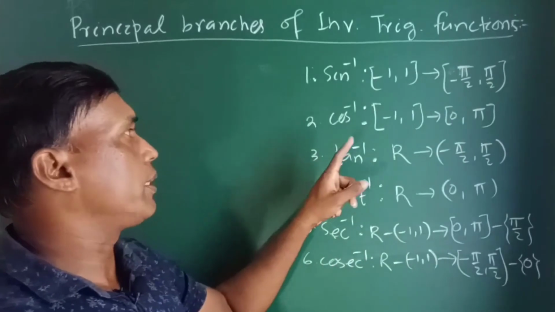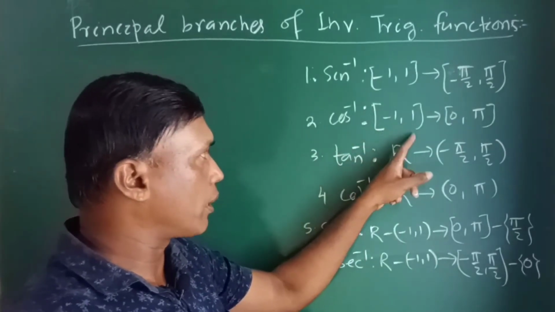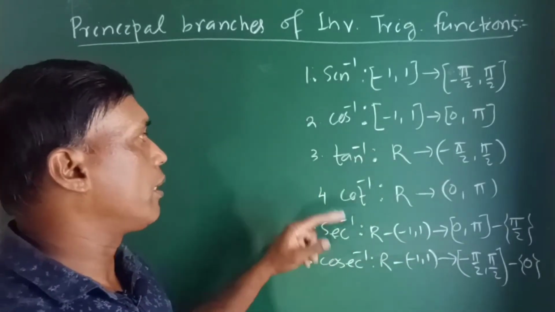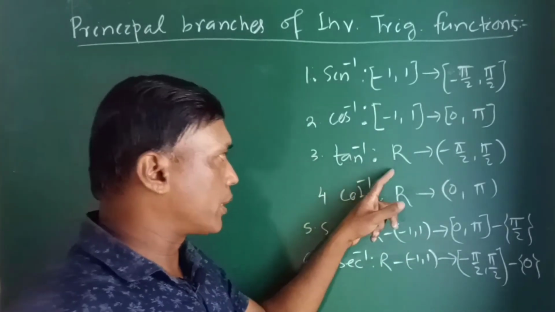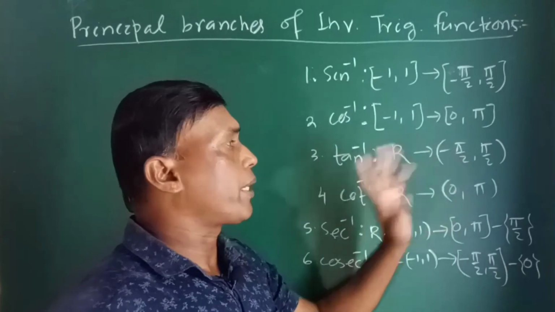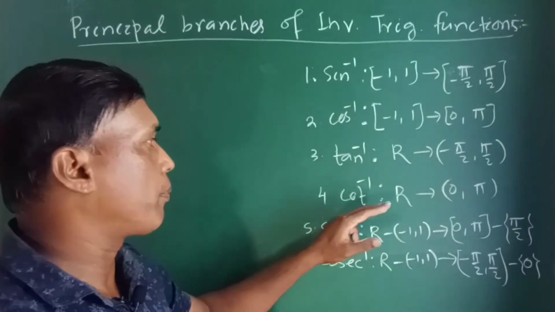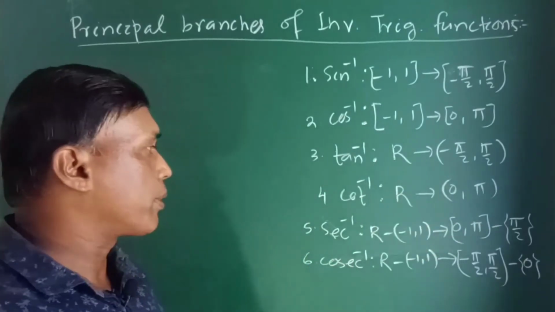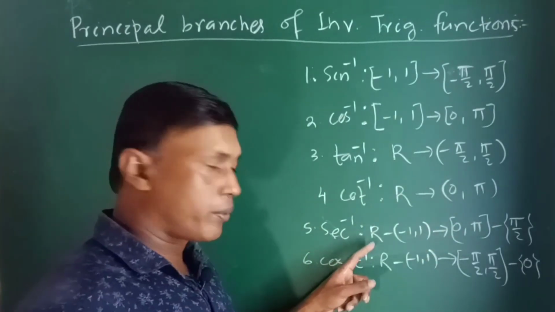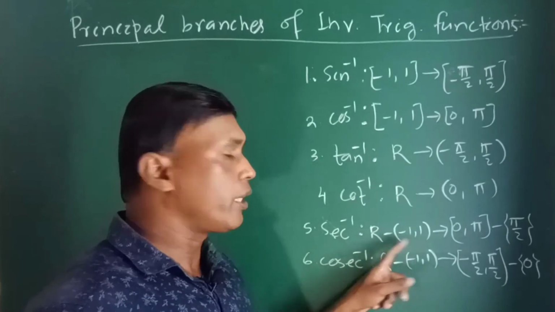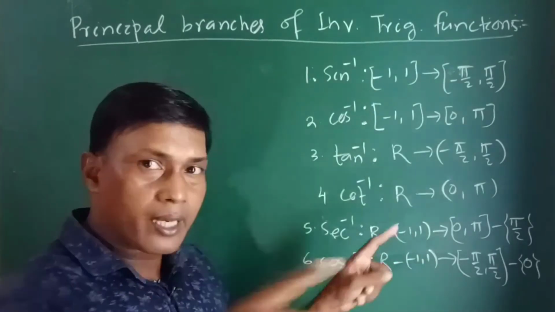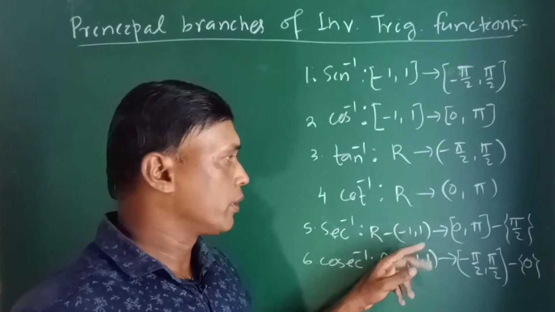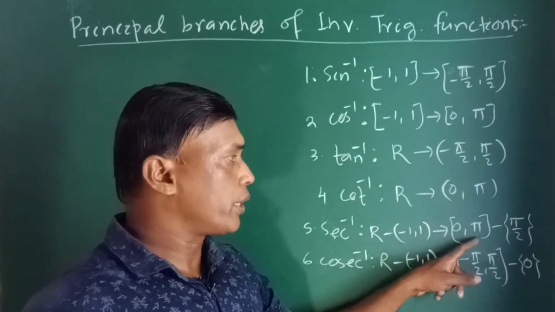Similarly, cos inverse is a function from the closed interval -1 to 1 to the closed interval 0 to pi. Tan inverse is a function from the set of real numbers to the open interval minus pi by 2 to pi by 2. Cot inverse is a function from R to the open interval 0 to pi. Sec inverse is a function from R minus the open interval -1 to 1, that means the real number set excluding -1 to 1, to the closed interval 0 to pi minus pi by 2.